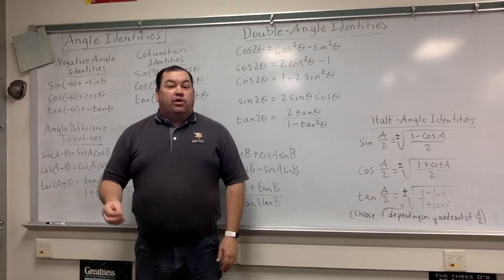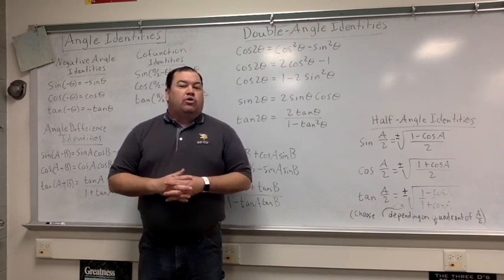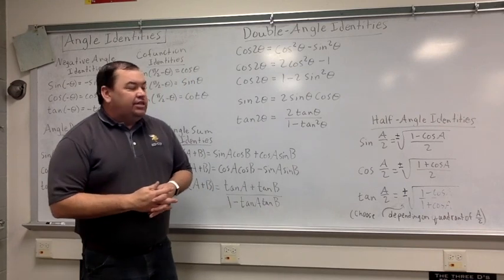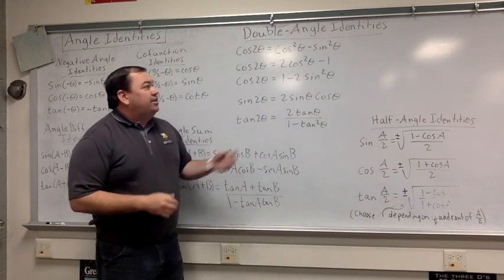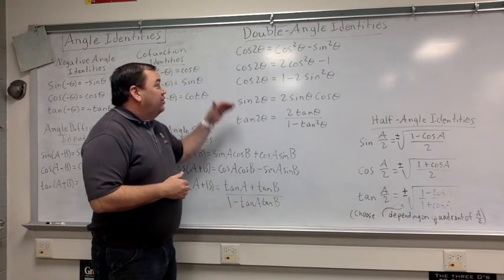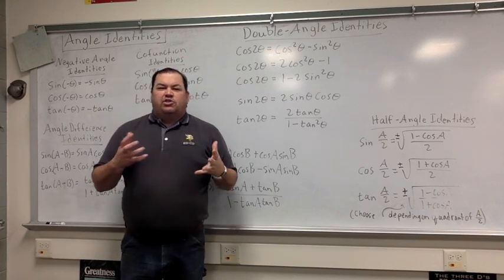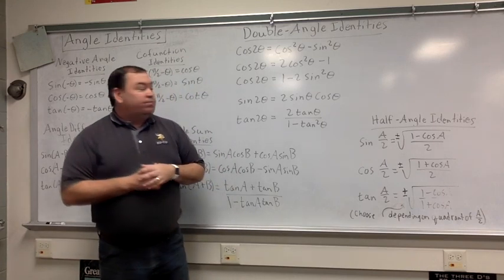As we continue our discussion of angle identities, we have added two more groups of identities to our list here. The first set are the double angle identities. And there are a lot of them because cosine actually has three different versions depending on what you have and depending on what you know.